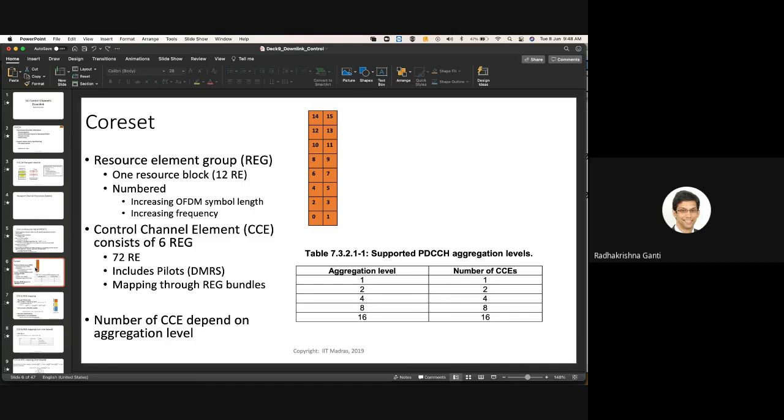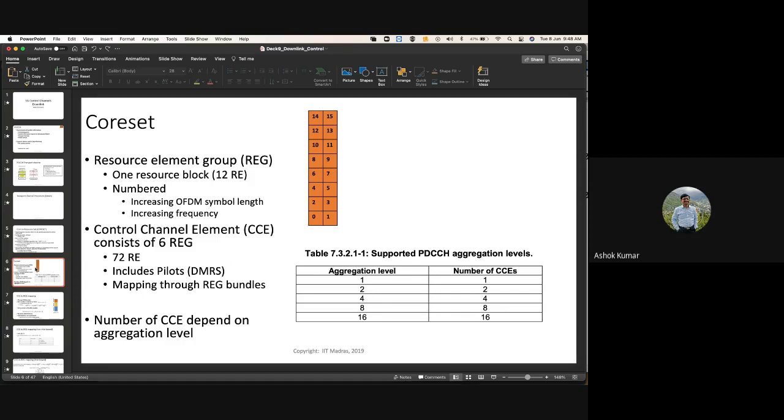Depending upon your coding rate and other things, you may require more number of CCEs, or if more number of CCEs are allocated to you by the base station, then you rate match to that. Is this clear? Is this fine? Any questions?